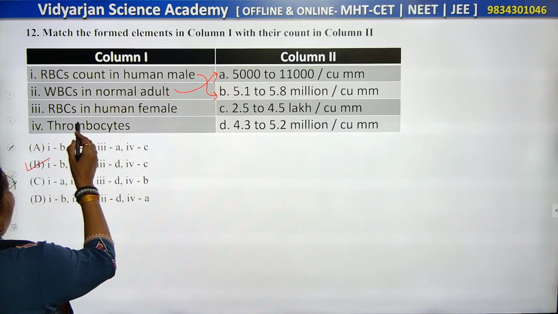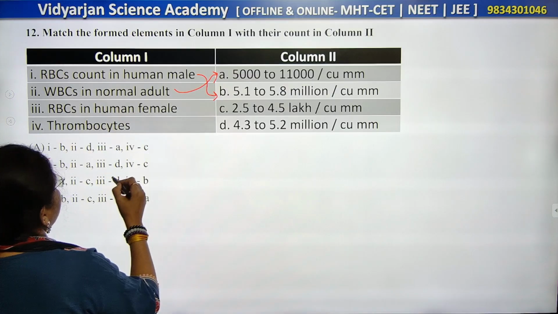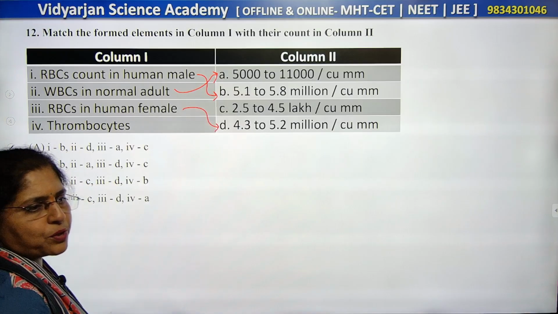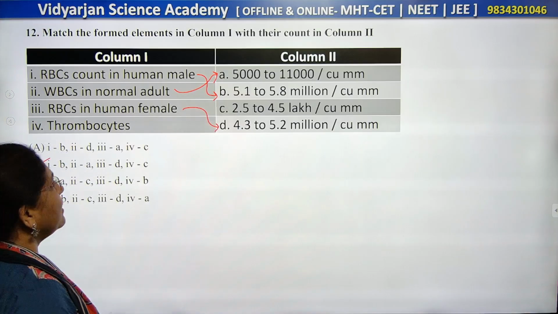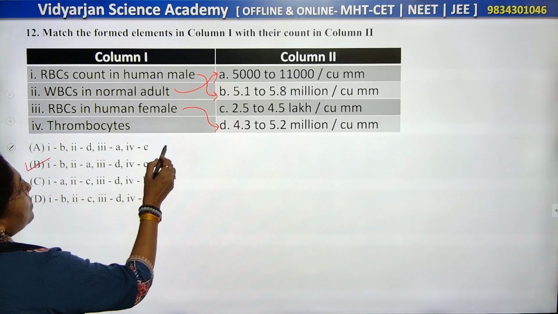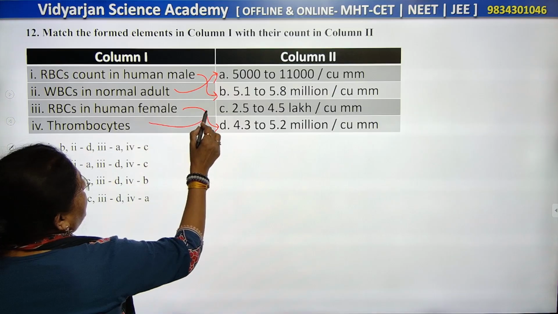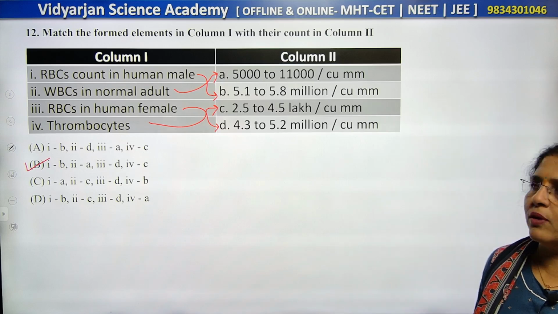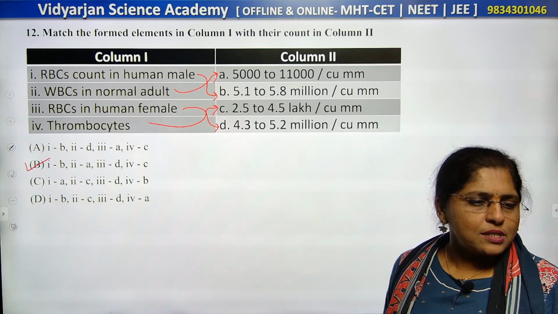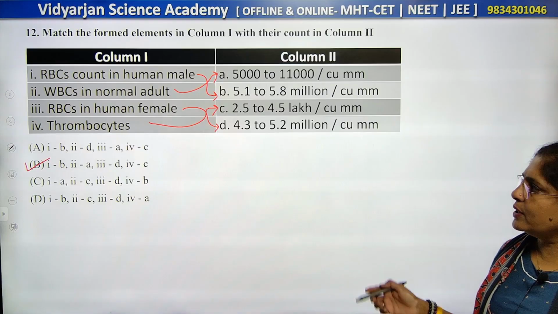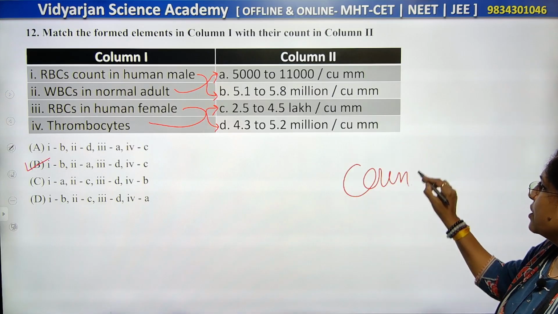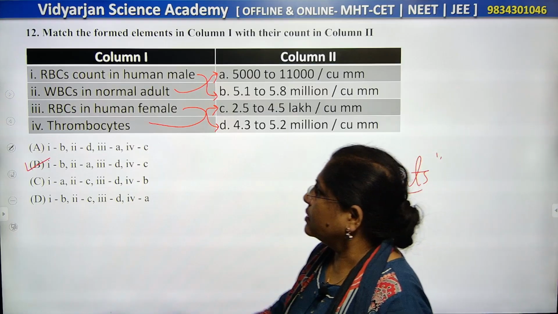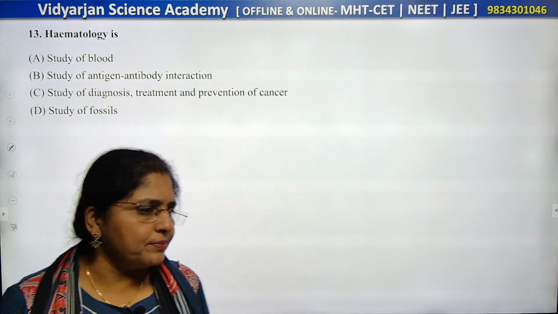Then we have RBCs in human female. RBCs in human female is recorded like this, 4.3 to 5.2 million, a little bit less than the male here. And we have thrombocytes. Thrombocytes are 2.5 to 4.5 lakhs per cubic mm of the blood. So you note down this. If you know the count, all the counts should be done here properly. You should know all the counts. Okay, so let us proceed to the next question.